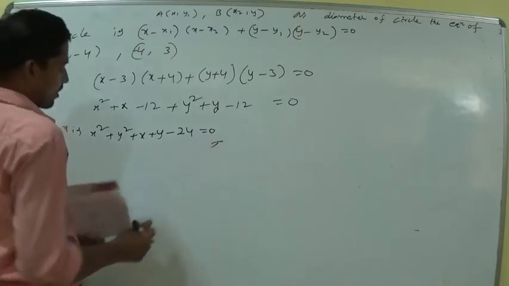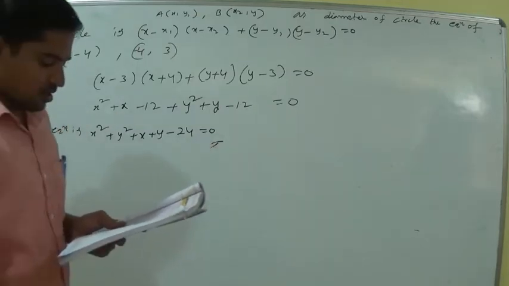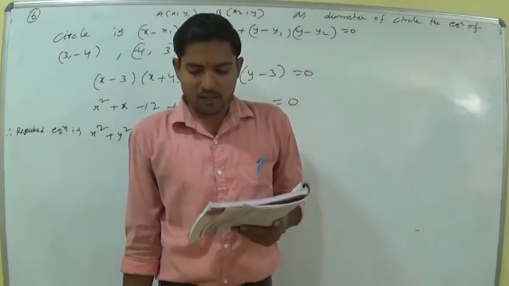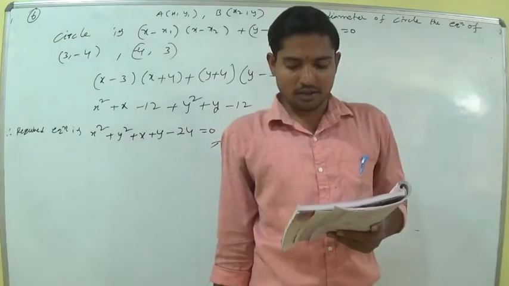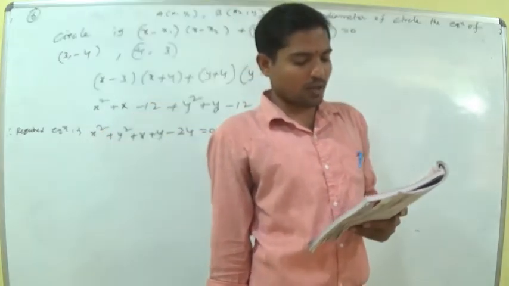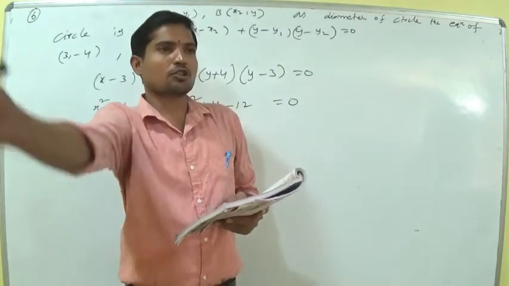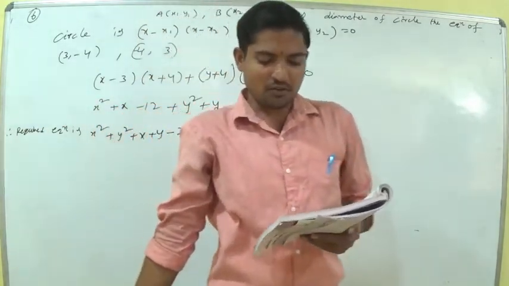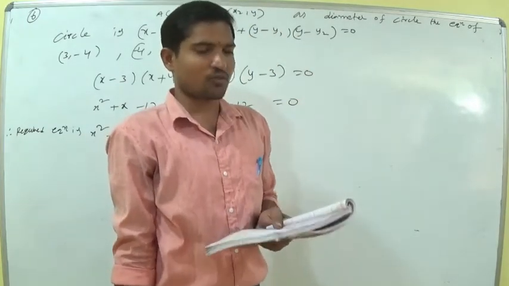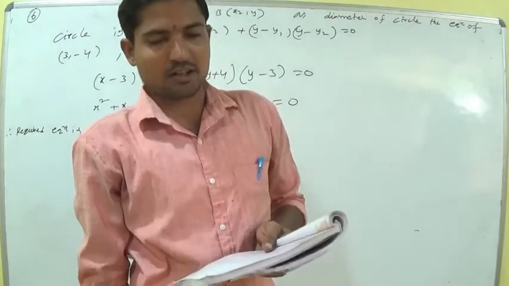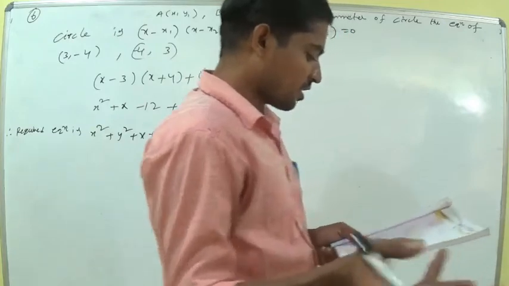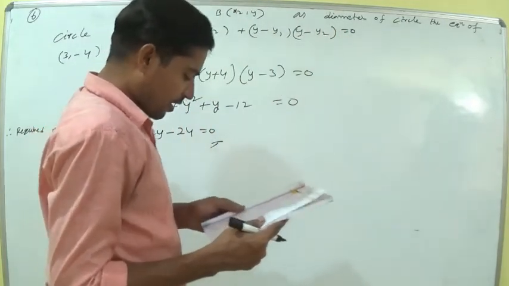Right. Now next one, the seventh one: the equation of the circle with center 2 comma 3 and radius 5 is x square plus y square minus 2x plus 3y equal to 12. The equation of a circle with center (h, k) and radius r is (x minus h) whole square plus (y minus k) whole square is equal to r square. This one, do it as homework. Substitute in that formula, we can get an equation. Whether it is true or false, we have to decide.